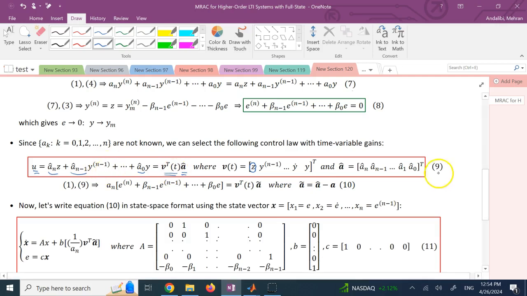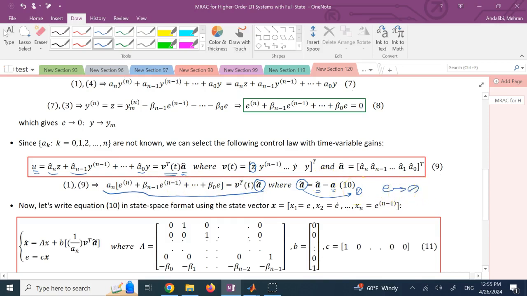First, if I plug in this equation 9 and 3 back into 1, your error dynamics equation now becomes this equation 10, where you can see that the coefficient an times all of these derivatives of error and the error equals v transpose times a tilde. What is a tilde? That's the difference between estimated parameters and actual parameters. So clearly, if this a tilde can go to 0, then this right-hand side is 0, and because of the way we chose beta, that means error can also go to 0.